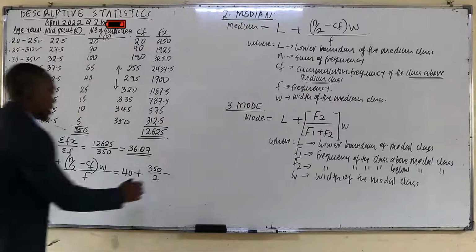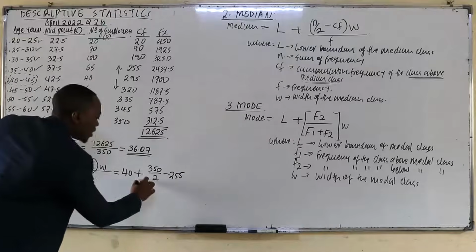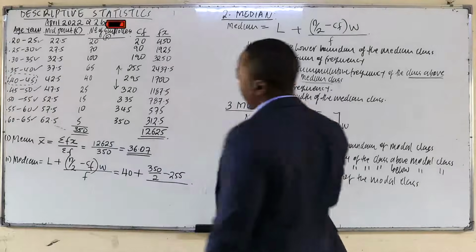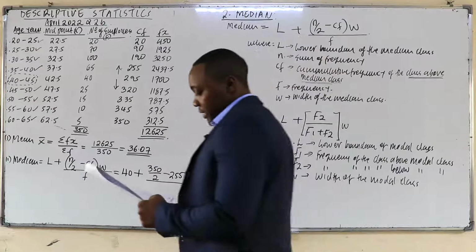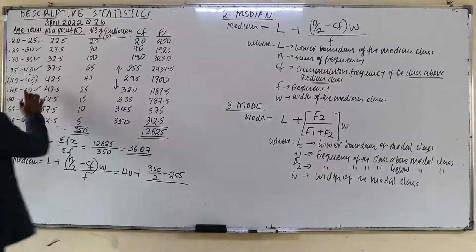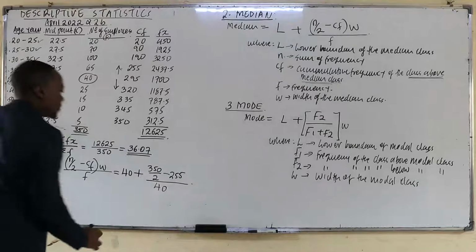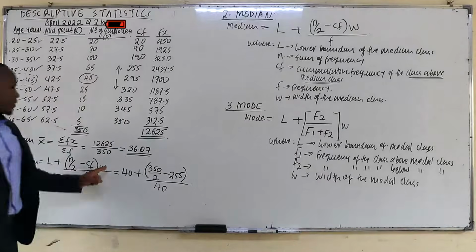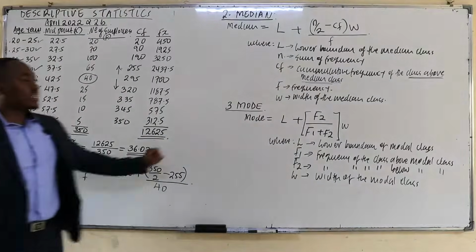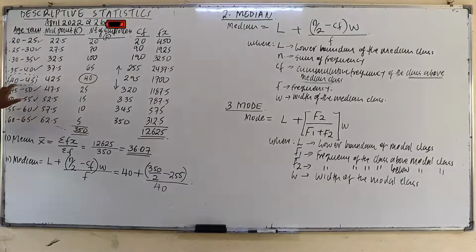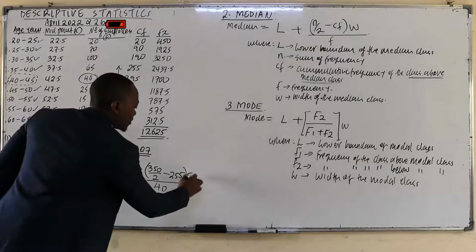So you minus 255. All of it you divide by F. What is F? F is the frequency of the median class. How much was the frequency of the median class? The frequency of the median class was 40 employees. So you divide by 40, and you multiply by the width. W is the width of the median class. This is how you get the width: between 40 to 45, the difference in age is how many years? 5.